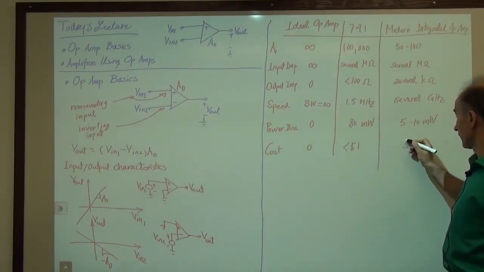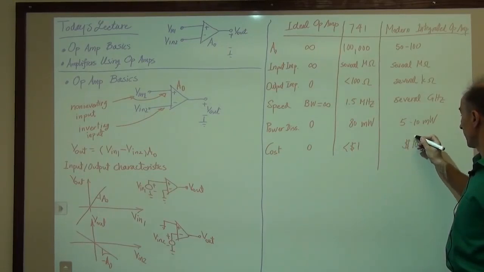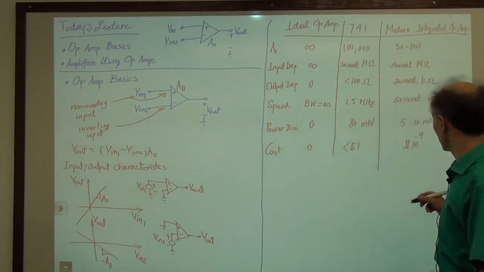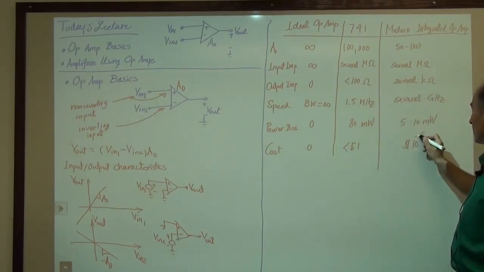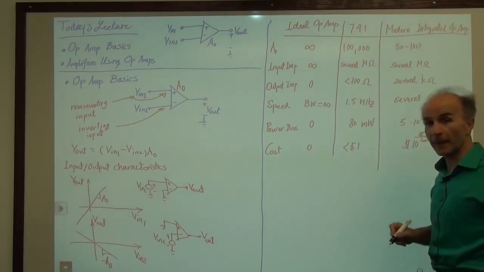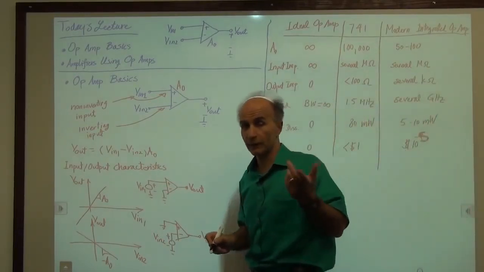The cost is more like 10 to the minus 4 or 5. Okay, maybe even 10 to the minus 5. Because you could have many of these op-amps on one chip, and that one chip will sell for a low price.